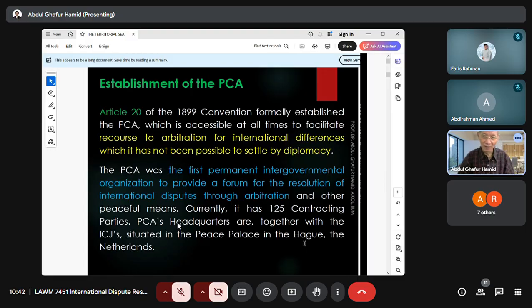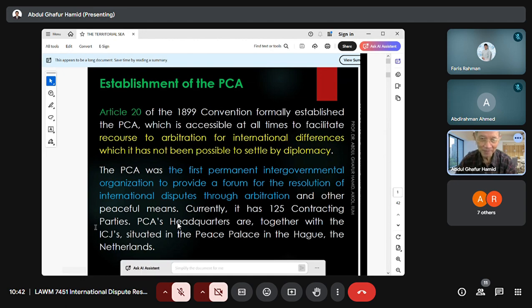And the PCA was the first permanent intergovernmental organization. It's an IGO. Why IGO? It is not an NGO, non-governmental. PCA is an IGO because members are sovereign states. The contracting parties to the PCA under this Hague Convention are sovereign states. So that's why the PCA is an intergovernmental organization, and it provides a forum for resolution of international disputes through arbitration and other peaceful means.